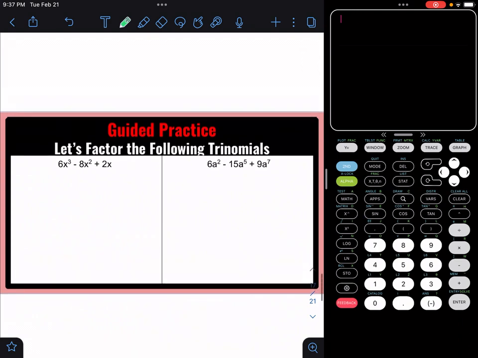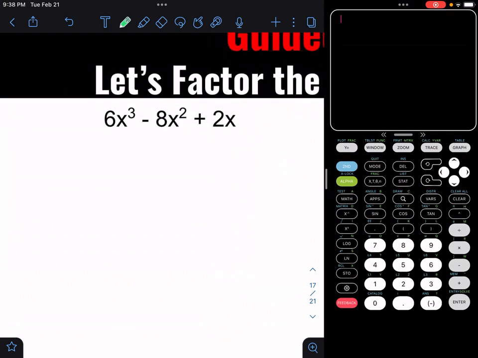And now the only way they can make this harder is by making it a trinomial where you see 3 terms. So let's look here. We have to think of what is the GCF of 6, 8, and 2. My smallest number is 2, and 2 does divide evenly by each of these things. Then I have an x to the third, x squared, and x to the first. So the smallest one would be x to the first.